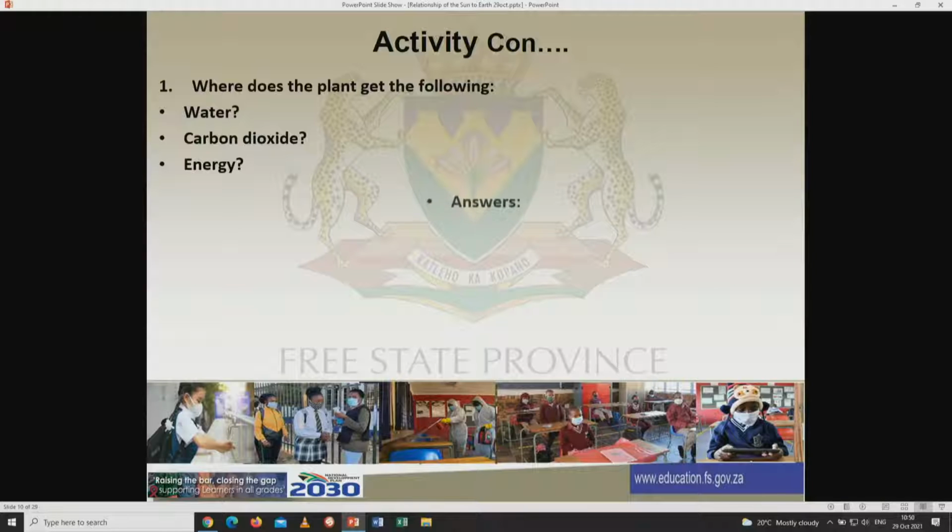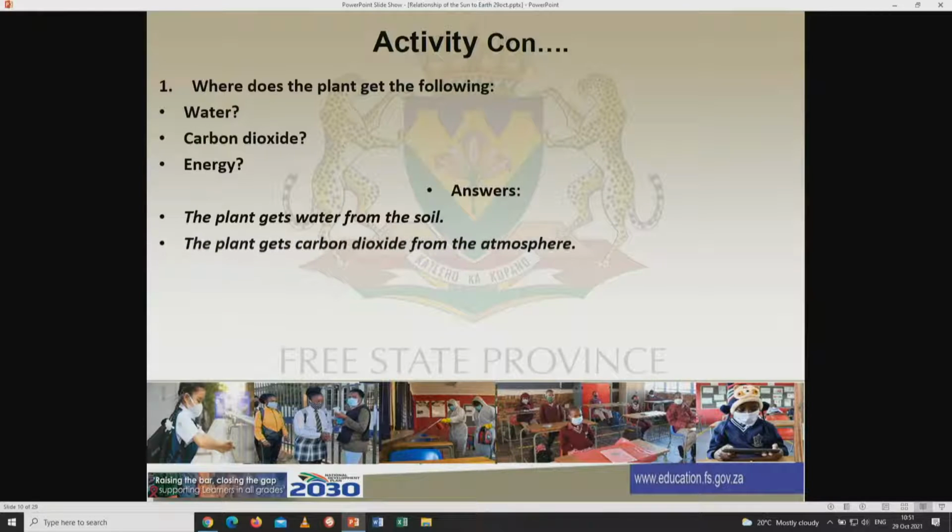Okay, grade 7s, your answer for where does the plant get the following, which is water, the plant gets water from the soil. And then from the question, where does the plant get carbon dioxide, your answer should have been the plant gets carbon dioxide from the atmosphere. Where does the plant get energy? The plant gets energy from the sun. I hope you got all of them correct.